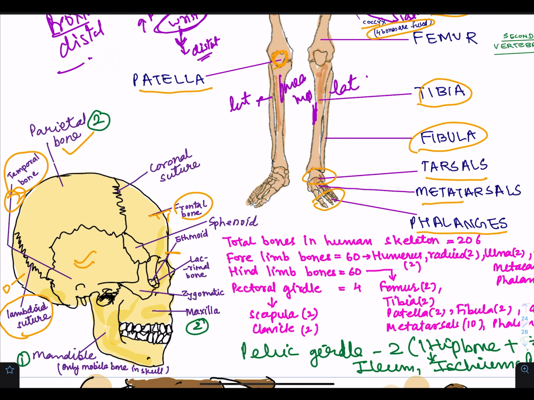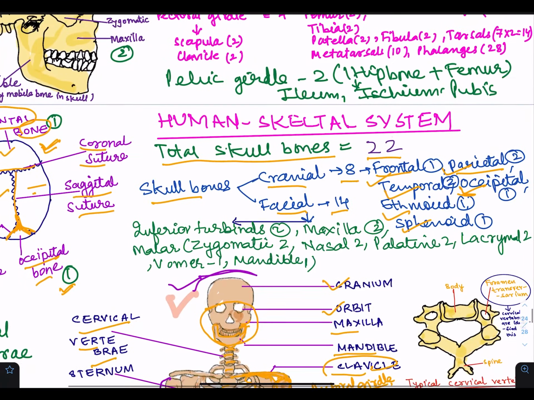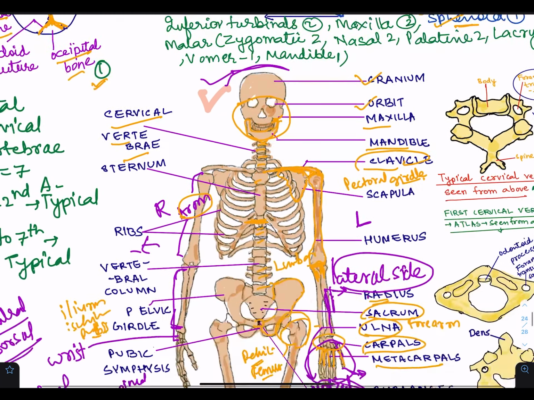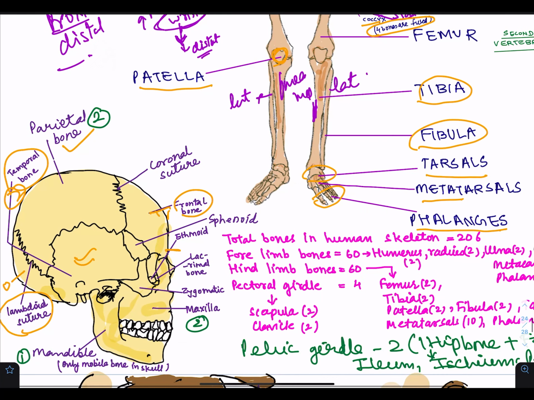Now, we also learned about the ethmoid and sphenoid bones. We can see this ethmoid bone here. It is a small bone, and only a little part can be seen from here. And the sphenoid bone is this. So, ethmoid and sphenoid are also a little bit visible here.